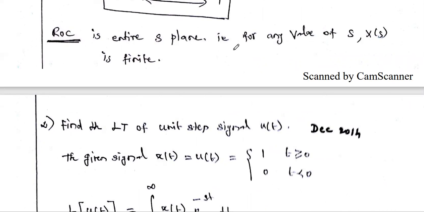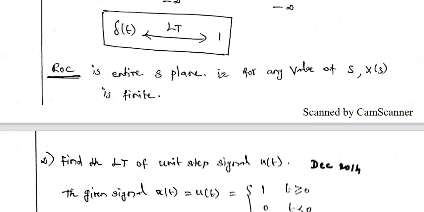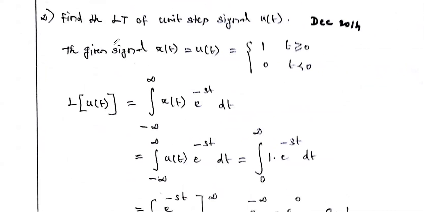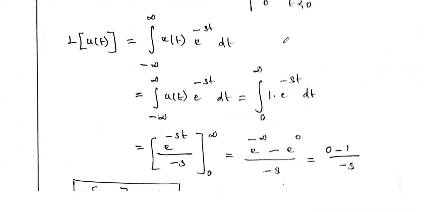So what is the ROC for the unit impulse signal? The ROC is the entire plane. This is also one of the MCQ questions. And find the Laplace transform of the unit step signal.